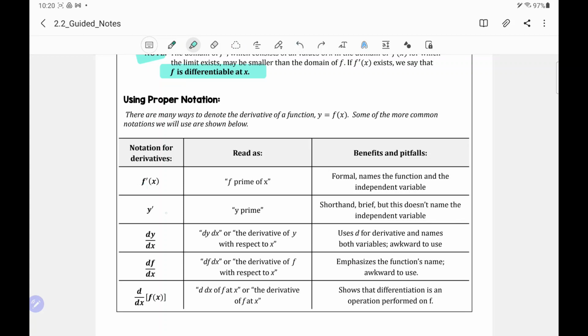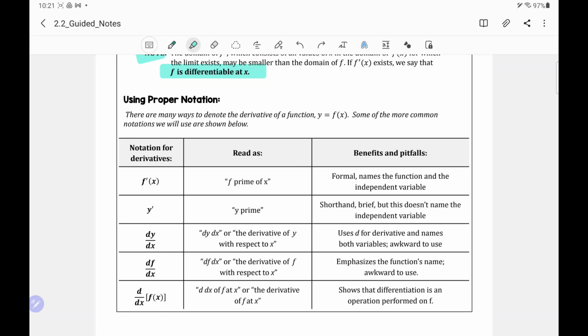We've got y prime. Notice that this shorthand is brief, but it does not name the independent variable. It doesn't tell us the other variable like f prime of x does. F prime of x lets us know the independent variable is x. And then we have dy dx, the derivative of y with respect to x. Df dx, the derivative of f with respect to x. And then d dx of f of x, or the derivative of f at x.